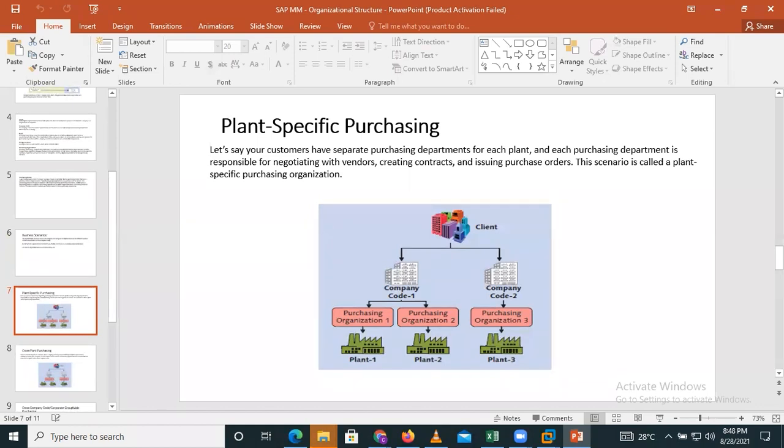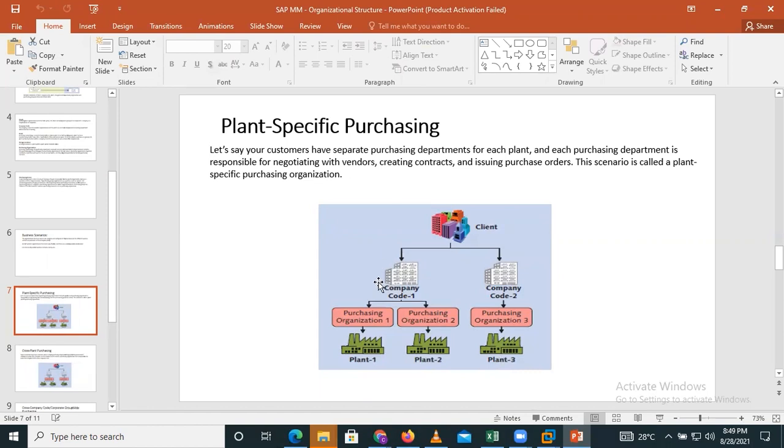So as I mentioned, we have the client, which is the highest organization unit, which is a corporate group or a company, right? Under client we have company code. There might be hundreds of company codes under that client. Each company code will have a plant. For example, company code India will have plants in Jamshedpur, Pune and Hubli. Company code 1 is having 2 plants, plant 1 and plant 2. Company code 2 will have 1 plant, plant 3.